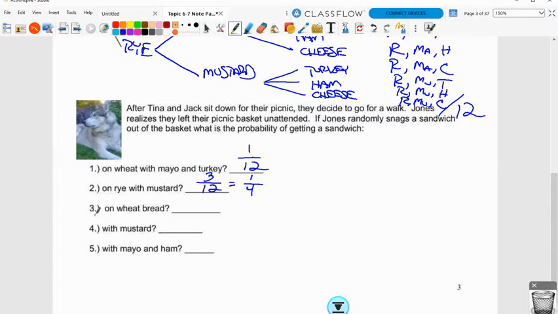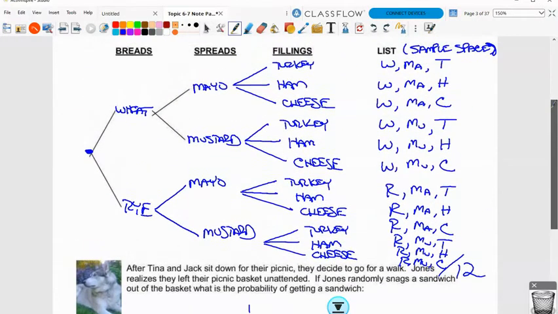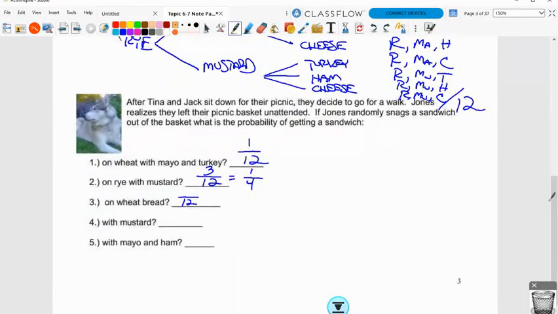Question 3, what's the probability of getting a sandwich that is on wheat bread? Well, once again, there are 12 possible sandwiches. That's my denominator. Let's count the number of wheat bread sandwiches. The wheat bread sandwiches were the ones at the top here. There's 1, 2, 3, 4, 5, 6 of them that are on wheat bread. So it's 6 out of 12 for the probability, which we can simplify down to 1/2.